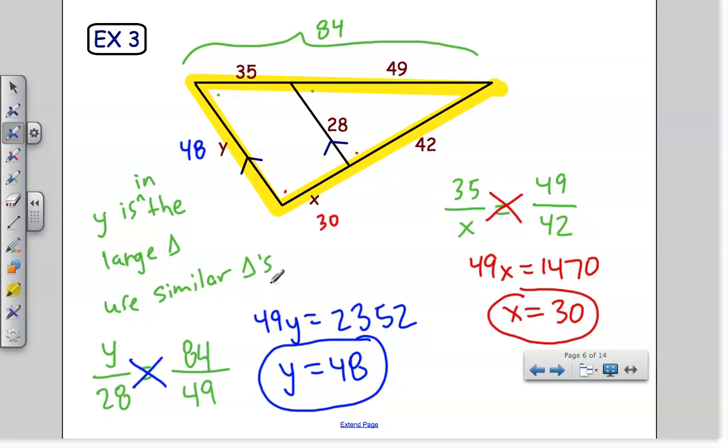Okay, so be really careful finding that, because here we're using the similar triangles. We're not using the proportionality theorem in finding y. We did to find x because we were splitting sides, but keep in mind y was in the large triangle.